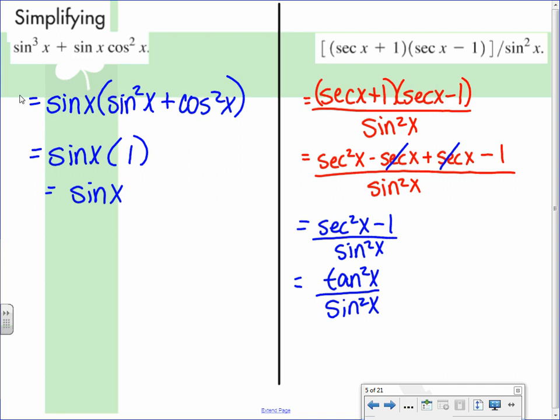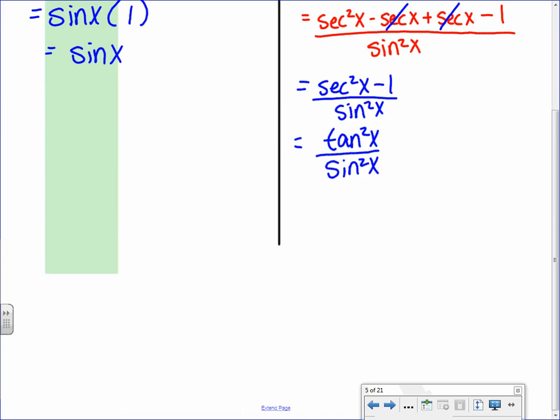All right. So here's why I'm going to use the quotient identity. I'm trying to relate tangent to sine. The quotient identity relates tangent to sine. Now it's tangent squared. So tangent is sine over cosine. Tangent squared would be sine squared over cosine squared.